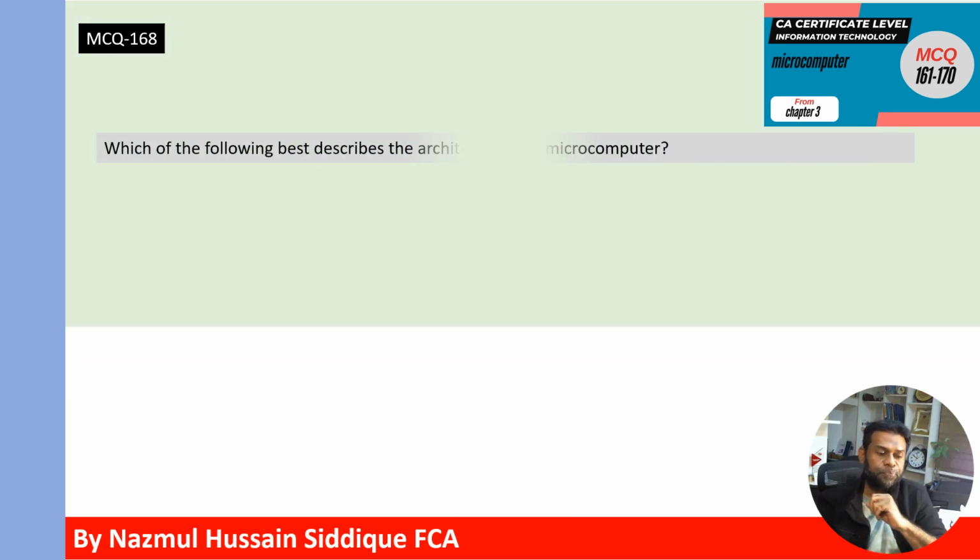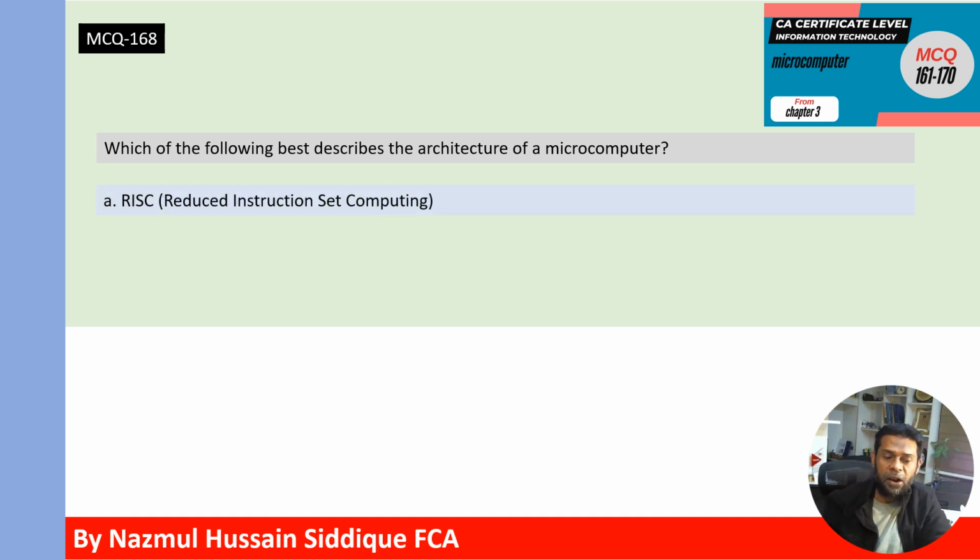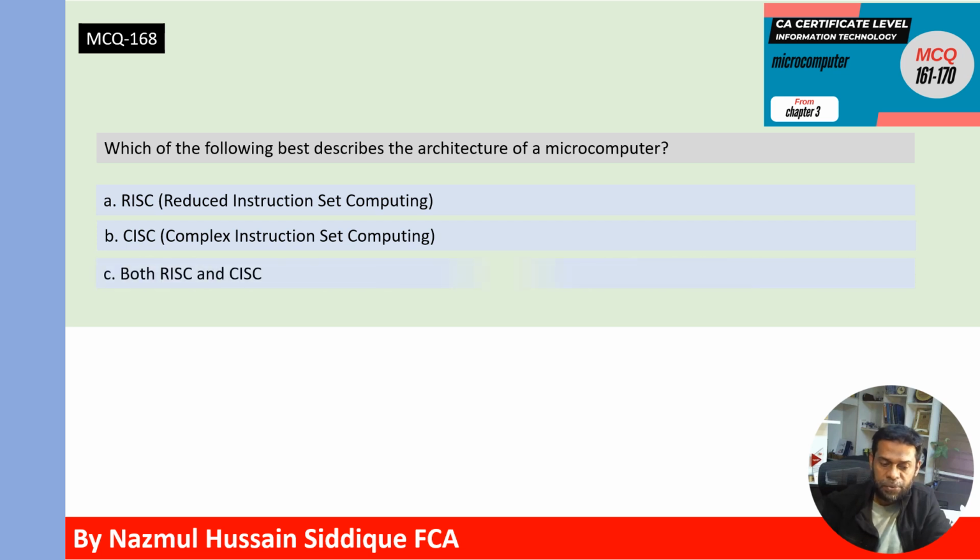Next question. Which of the following best describes the architecture of a microcomputer? Option A, RISC, reduced instruction set computing. Option B, CISC, complex instruction set computing. Option C, both RISC and CISC. Option D, none of the above.